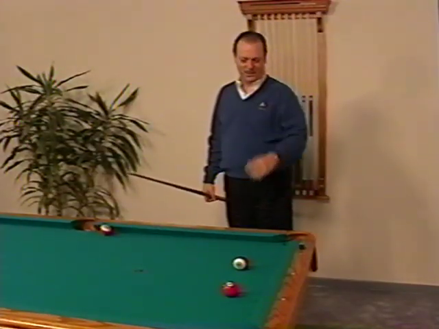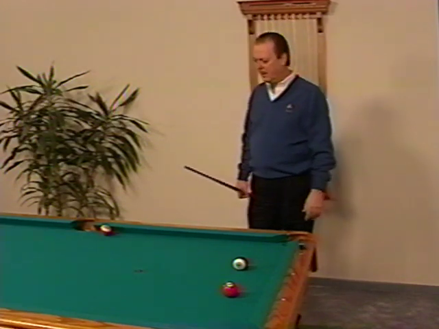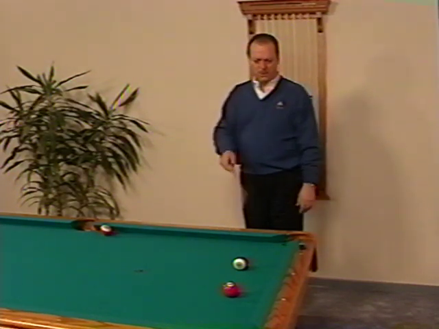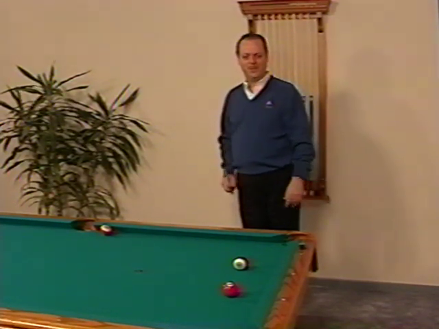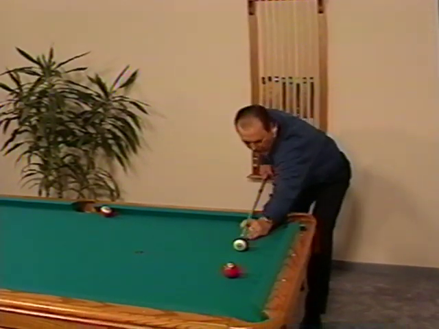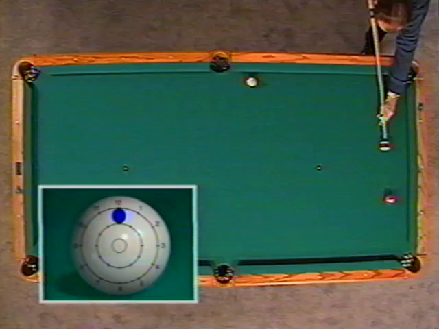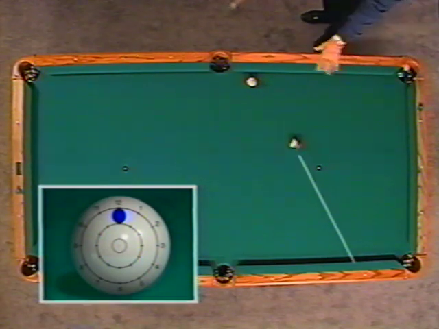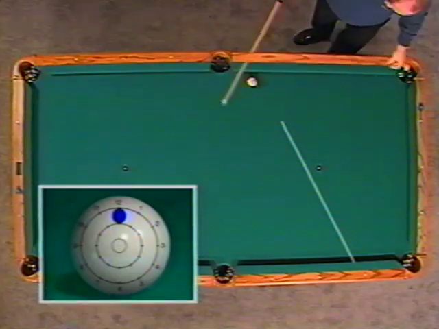Here I've set up a little demonstration again to show the effect that English has and how to use it to get position on a ball. First I'm going to shoot the 3 in the pocket, and again I'm using a 15 so you can see the spin. I'm going to shoot way above center on the cue ball with follow, with no side spin. Watch where it goes. And you can see it heads over about in the direction of the 11 ball.